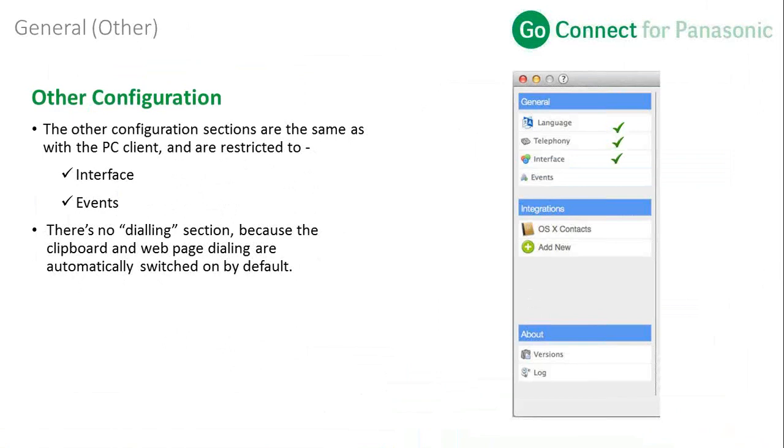We've got here, you can see the interface and the events options available. There are no dialing events options available on the Mac client. This is because they are turned on automatically, and they are quite simply web-based dialing and clipboard dialing. I don't think there is any application dialing available with the Mac client at the moment. Due to the limited development, we have put limitations on the Mac client. They're not in there as an option.